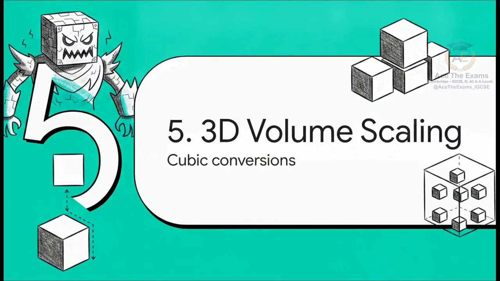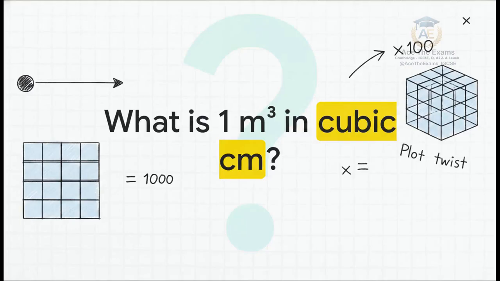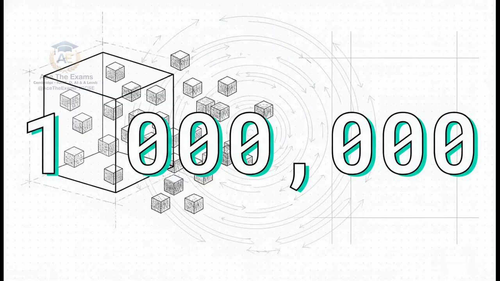Which brings us to Section 5, scaling up to 3D volume. Once you grasp that 2D concept, you basically hold the key to the final boss of metric measures, cubic conversions. So let's test your new logical framework. If jumping from a 1D line to a 2D square meant we had to multiply our conversion factor of 100 by itself, adding 2 zeros, what do you think the 3D plot twist will be for a cube? Take a guess. Yes, it is 1 million. 1 single cubic meter holds a massive 1 million cubic centimeters. It's kind of mind-blowing when you think about it.